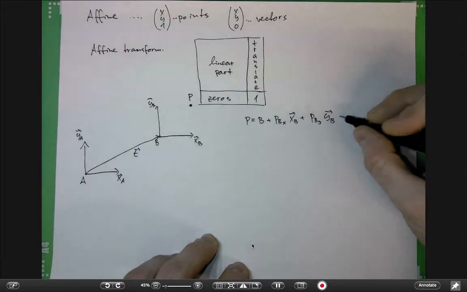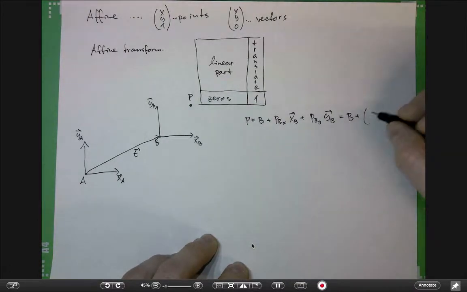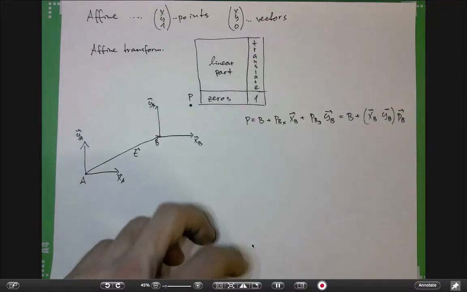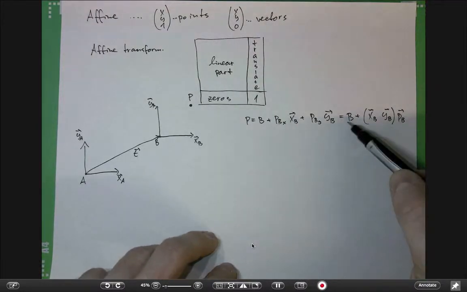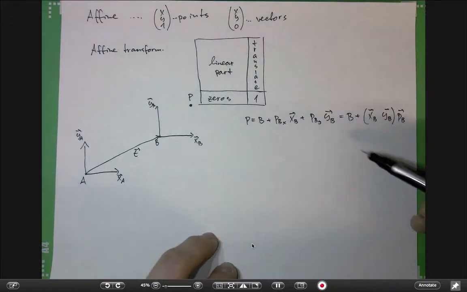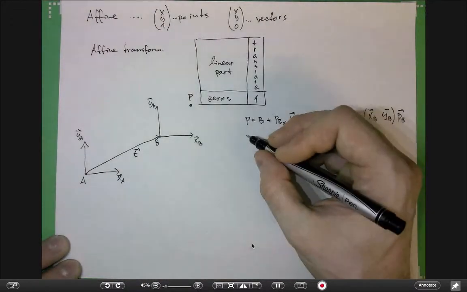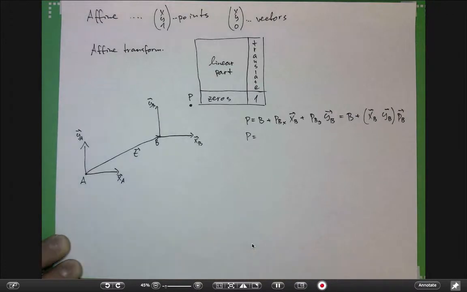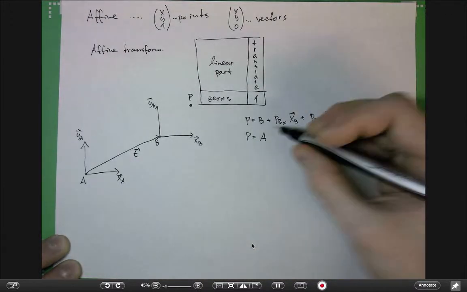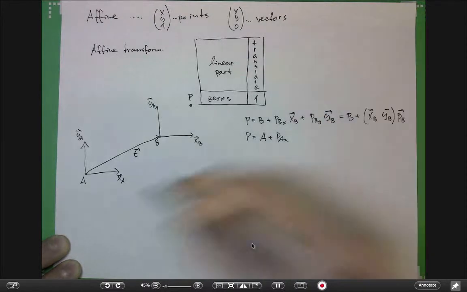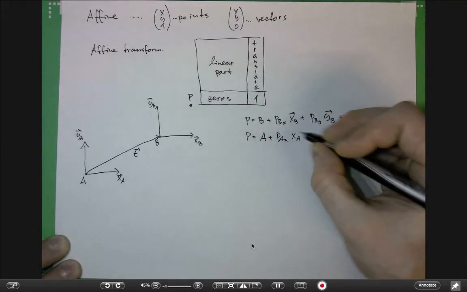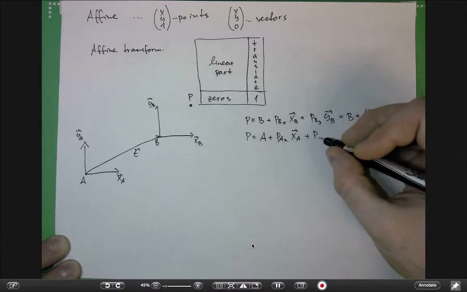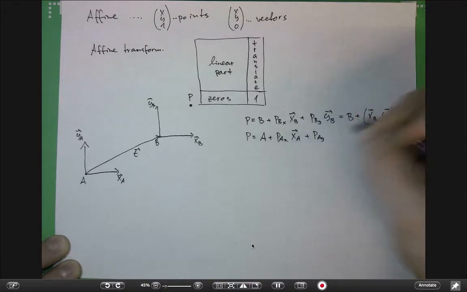So I could also write it in matrix form. So here is my point, and here is my x_B, y_B, and these are the coordinates of the point. So this is exactly what we have seen before. The only difference is that here I'm adding the reference point B. The same way I can represent, again, the same point, but now with respect to the coordinate system A. So I start with point A, and I add p_A x, that's the x coordinate, with respect to vector x_A, plus p_A y times y_A.